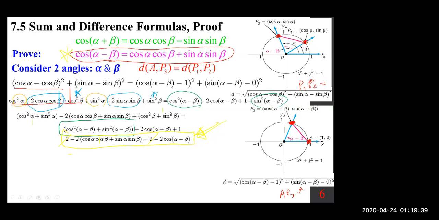Okay, let me use a different color. This is fine. So now this one, I'm going to drop the 2 from both sides, and I have -2 cosine alpha, cosine beta, plus sine alpha, sine beta, equal -2 cosine alpha minus beta. I'm sorry, this is as good as I can write. My apologies. Is everybody following this one? Because I just dropped the 2. Yes or no? Yes.